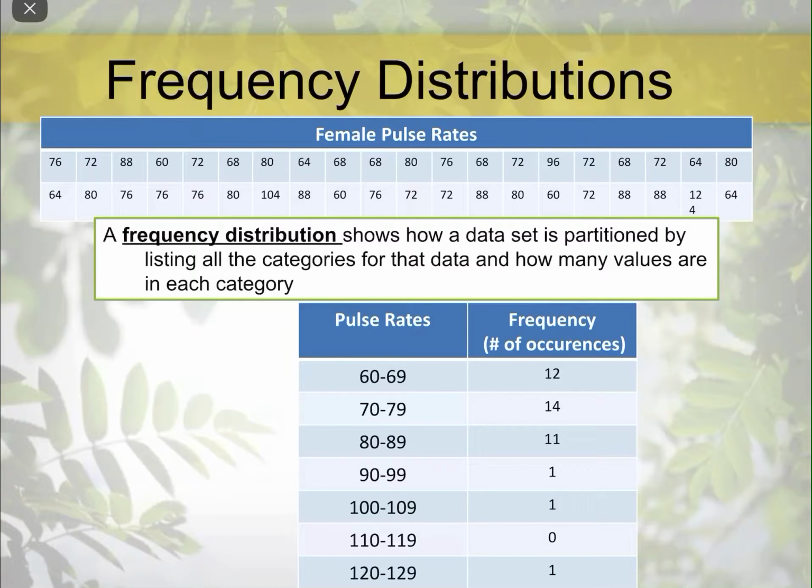So if we added up all of the data points that we saw in the 70 to 79 category, we should get 14. None of them, apparently, are in the 110 to 119 pulse rates. And something interesting to note is there are 40 female pulse rates listed here. We could add up all of the data points, or we could add up the frequency in each one, 12 plus 14 plus 11 plus 1 plus 1 plus 0 plus 1, and that should also equal 40.